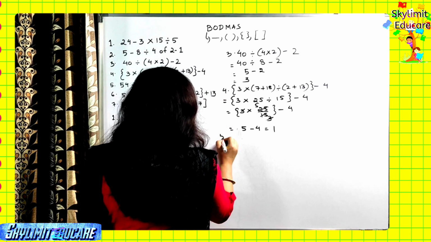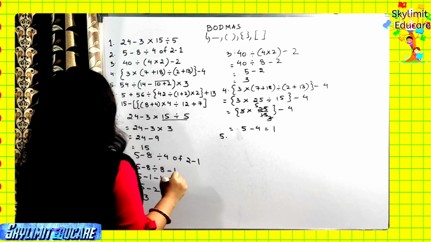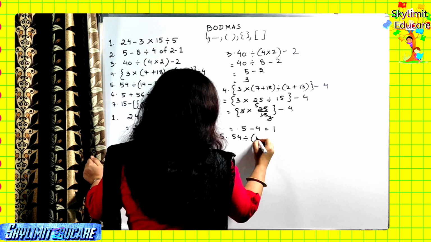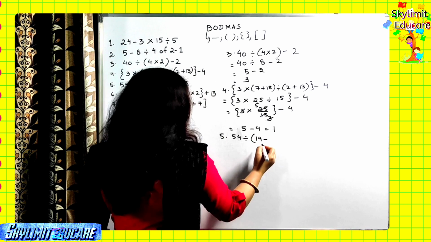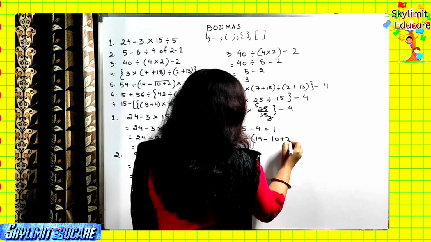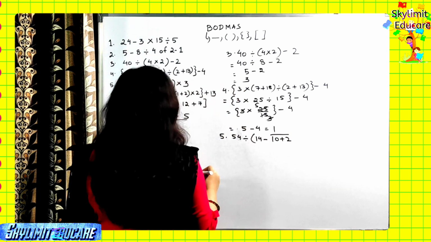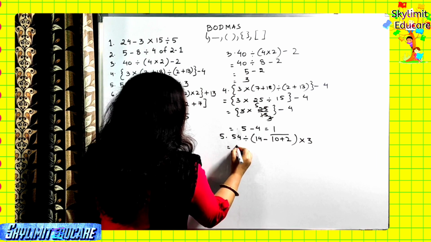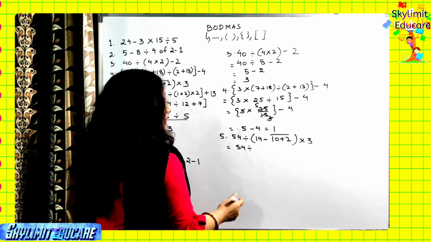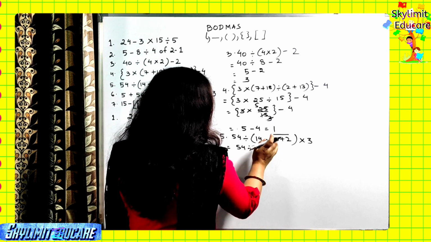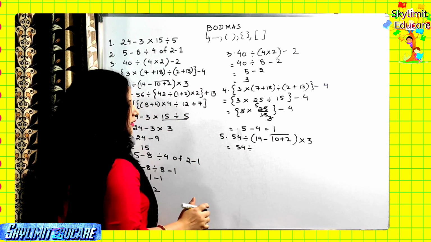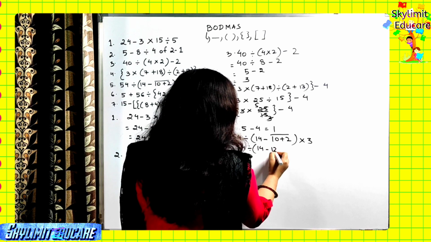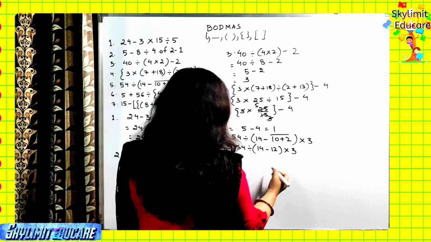Let's come to number 5 now. 54 divided by 14 minus 10 plus 2, the bar bracket of the vinculum, multiplied to 3. Yes, so now here we have two types of bracket, the moon bracket and the vinculum. So first let's solve the vinculum, right? So we have 14 minus 10 plus 2 is 12 multiplied to 3.